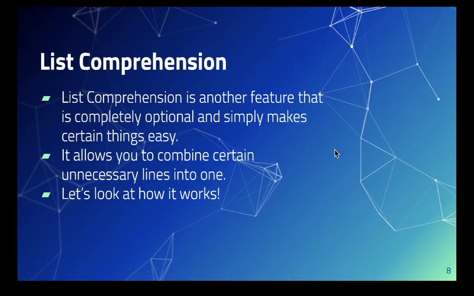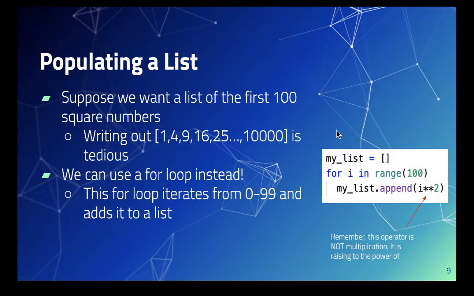Moving on, let's talk about list comprehension, which is another feature just like tuple unpacking. It's a feature that's completely optional to use. It's not necessary, and everything that you can do with list comprehension can be done without it. But again, just like tuple unpacking, it makes writing certain things a lot easier. It allows you to combine certain unnecessary lines into one line. Let's see how it works.